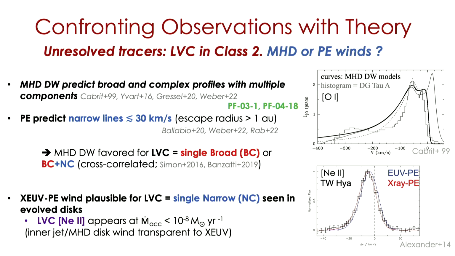Now, in the evolved sources, I don't know if you remember this graph as a function of the infrared index, but when you go to the clearing disks and the low accretion rates, you end up with a single narrow component, and then those are compatible with photoevaporation. This is TW Hydra, an example of a well-known transition disk. You can see that the black histogram is the observations, and it's very well fitted. And what is interesting is that this low velocity component of neon 2 is only seen at low accretion rates, so it fits with the idea that that's when the inner winds become transparent to the energetic photons.